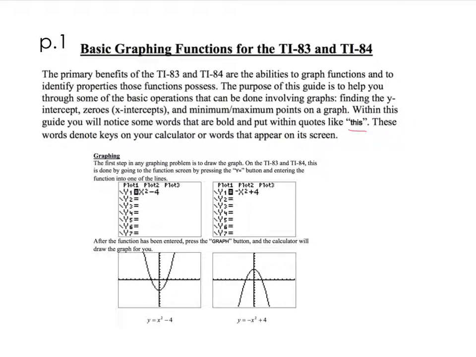The first step in any graphing problem is to draw the graph. On the TI-83 and TI-84, this is done by going to the function screen by pressing the "Y=" button and entering the function into one of the lines. After the function has been entered, press the "Graph" button and the calculator will draw the graph for you. So you can see below there are two examples, y equals x squared minus 4 and y equals negative x squared plus 4. So they have a few different features, and you can see that's what your graphing calculator will look like when you also use that in class.